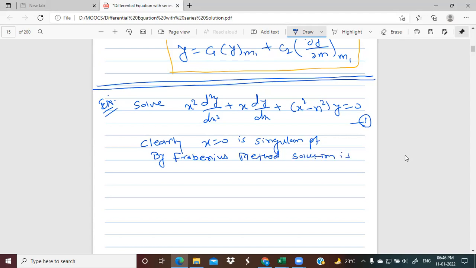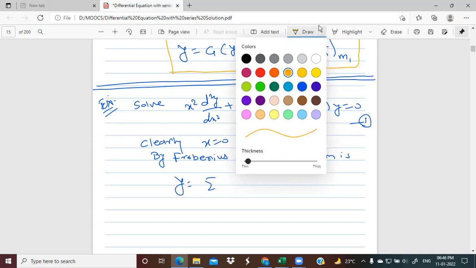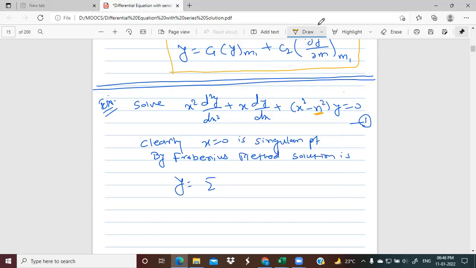The solution is y equal to summation a_n x^n. Instead of n, I will pick another index already here. Therefore, I will write y equal to summation r equal to 0 to infinity a_r into x raised to power m plus r. This r is a dummy index. I'm not using n because n is already given now.